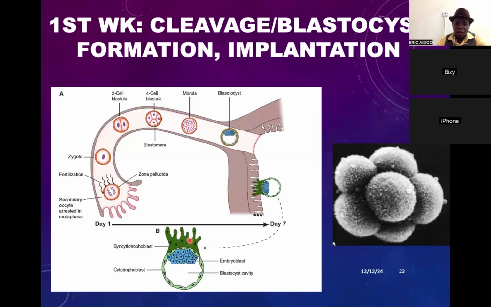multinucleated because they don't have the individual cell membrane surrounding them. Okay, they have just one cell membrane with several nuclei within them. So they are known as multinucleated cells. And that is what eats into the endometrial lining, okay, and helps the conceptus to implant in the endometrium. And we will come to realize that it's the same syncytiotrophoblast that will help in the formation of the placenta.